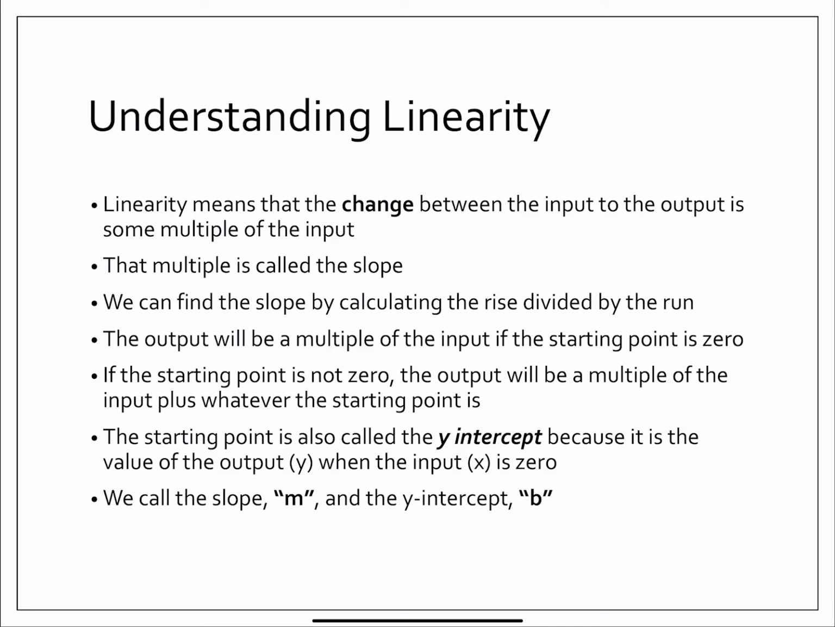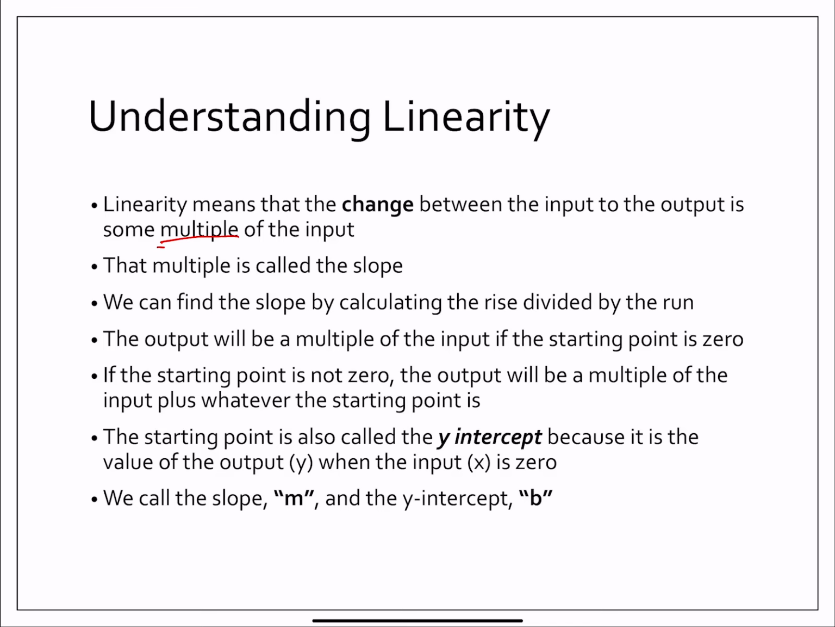So moving on, what we need to understand now is this idea of linearity. So again, this section was called linear modeling, right? Now, when we talk about a linear model or a linear function, what we're basically saying is that the change between our input, or our independent variable, and our output, or our dependent variable, is some form of multiplication. Where basically our output is some multiple of our input, right? So we multiply our input by something, and that gives us the output.